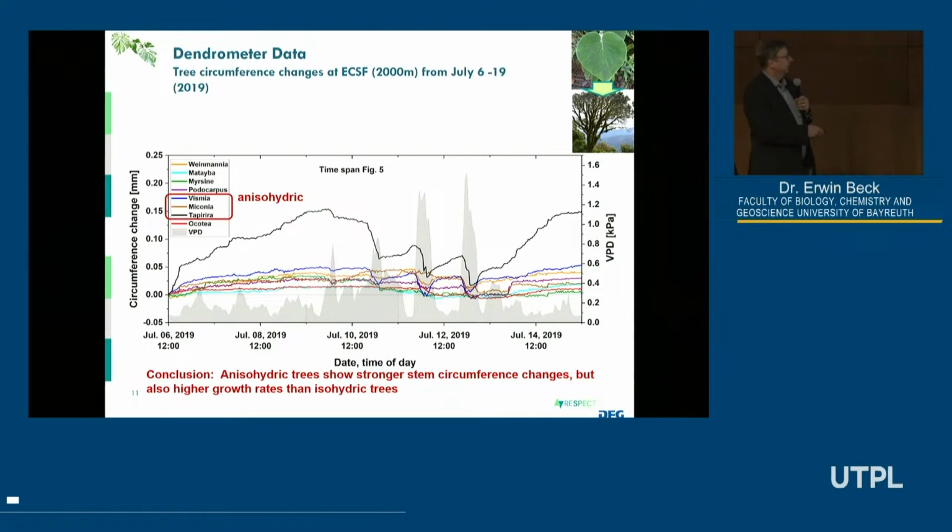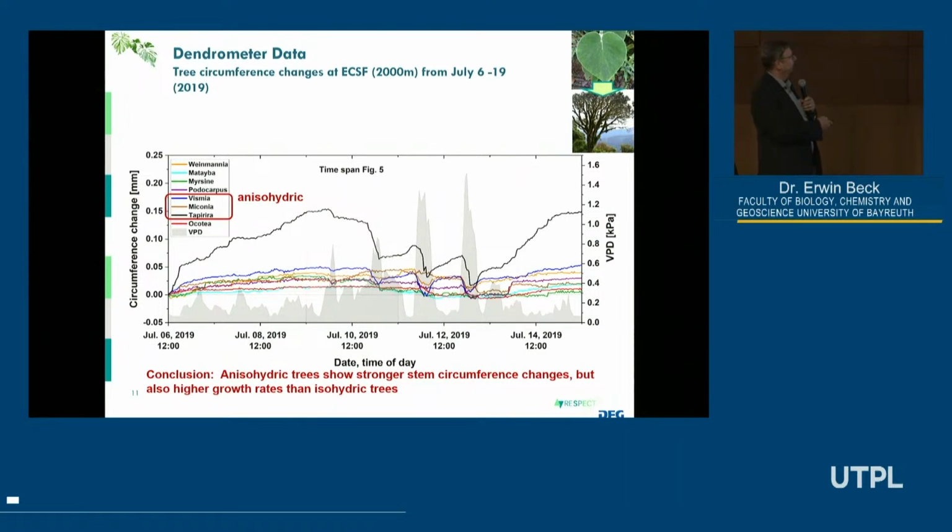You see again several daily cycles measured in the humid July 2019, before that dry period. And you see as soon as vapor pressure deficit, the gray areas in the background, increase, the stems decrease their diameter. This is normal. This is not very specific.